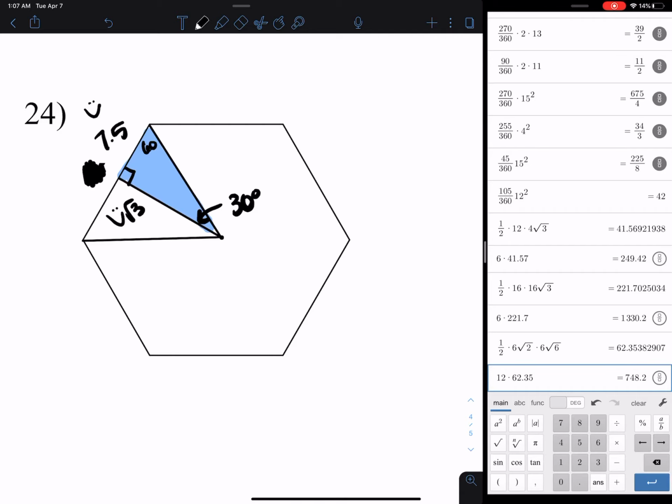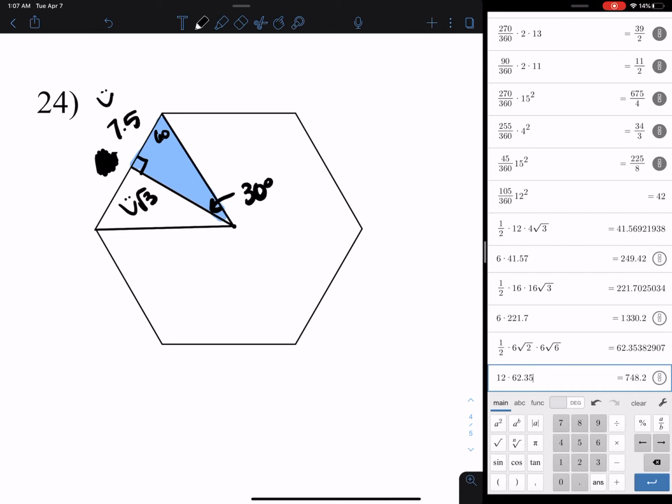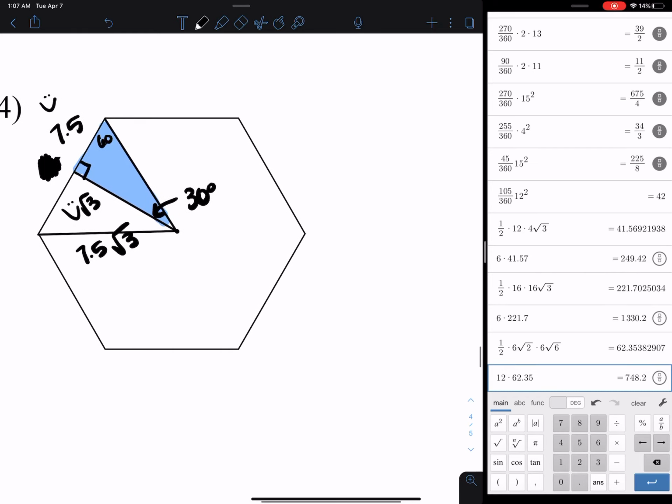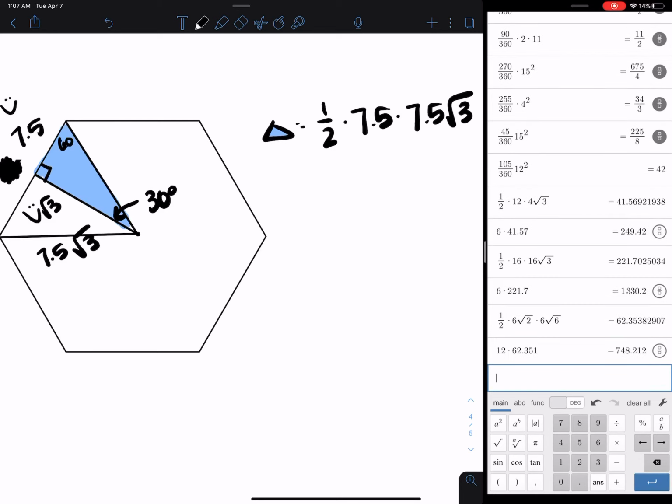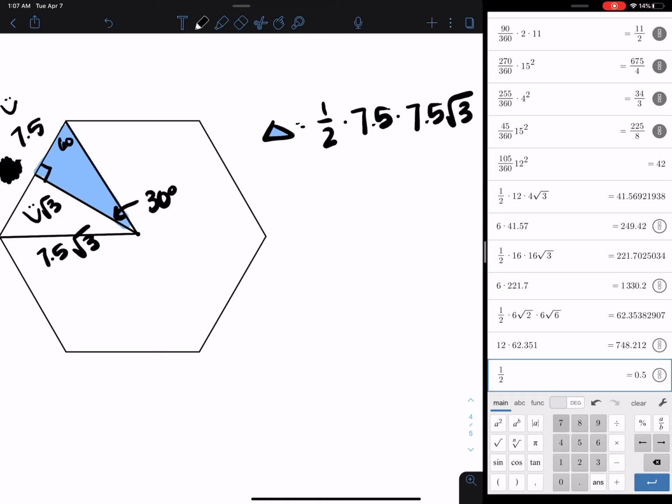If the smiley face is 7.5, that means that the medium side is 7.5 square root of 3. So, to find the area of this little blue triangle, we do 1/2 the base times the height. So in the calculator, we do 1/2 the base times the height. On this one, we get 48.71.